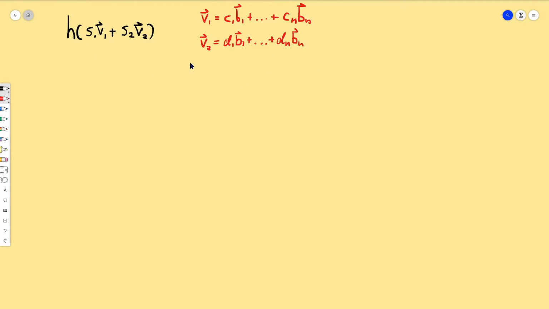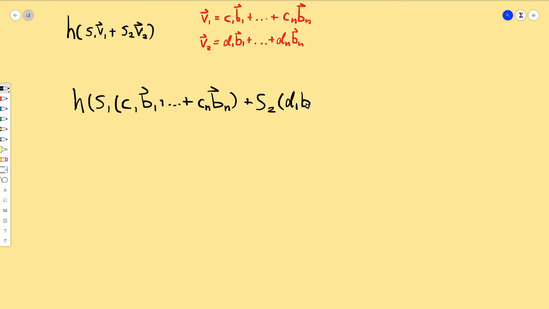We can also verify linearity by showing that H applied to some linear combination of two vectors in the domain is the same linear combination of H applied to both of those vectors individually. This is really H of S1 times some linear combination of the basis vectors, which is equal to V1, plus the second scalar S2 times some linear combination of the basis vectors, which is equal to V2. When I represent V1 and V2 as linear combinations of the domain basis vectors, you'll notice I get for V1, C1 times B1, and a C2 times a B2 is implied next, and at the end I have a Cn times Bn, and similarly for the representation of V2 with respect to that basis, we have D1 times B1 all the way to Dn times Bn.